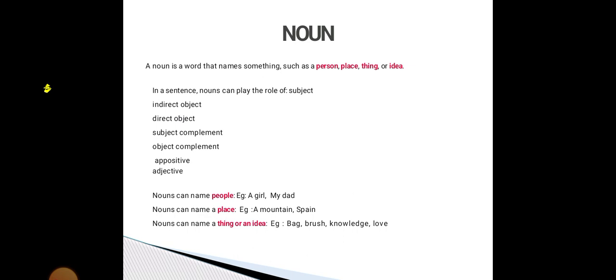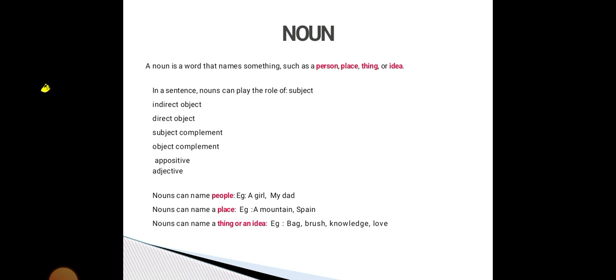That's all. A noun is nothing but a word that names something such as a place, person, thing, or idea. Okay, and the noun can play roles such as subject, indirect object, direct object, subject complement, object complement, appositive, and adjective. A noun acts as a person, place, thing, concept, activity, idea, or process. So many examples we see, isn't it?